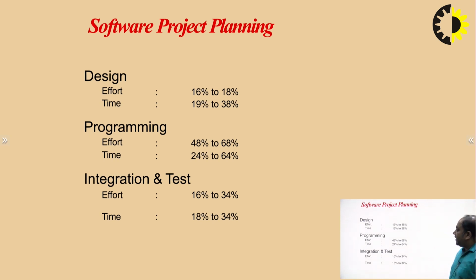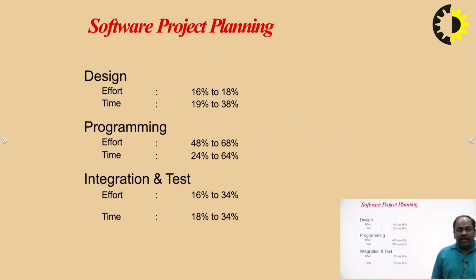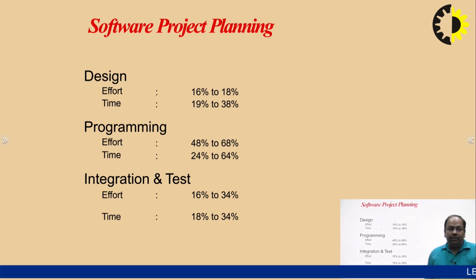So the design effort should be 16 to 18%, the time required is 19 to 38%. For programming, the effort should be 48 to 68% and the time required is 24 to 64%. For integration and testing, effort required is 16 to 34% and time required is 18 to 34%. So all these phases describe the percent of effort and time required for planning the development of any software project.